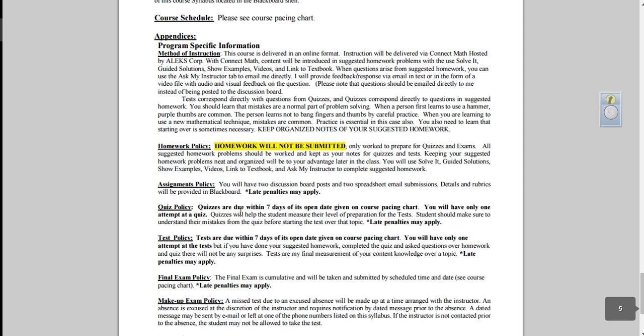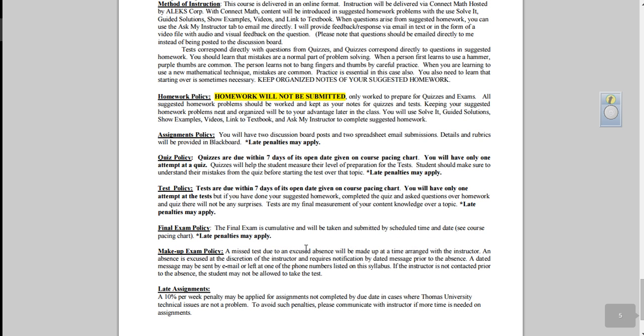It's super important that you're ready, that you've looked over your homework, you've looked over the quizzes, and you understand what you were getting wrong, so that if you come across that question on the test, you're ready to go. Final exams are cumulative. You've seen the scheduled time and date on the course pacing chart. You've seen it further up in the syllabus, and like I said, I'll communicate with you in November.